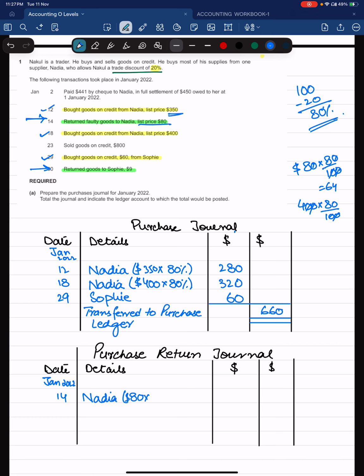Now this 80 was basically the return goods. $80 multiplied by 80%, it is 64. And on 30th, return goods to Sophie, but there is no word of list price. That's why this 9 will be written as it is. Now 64 plus 9 is found to be 73. Again, we will write transferred to purchase ledger. ठीक है?